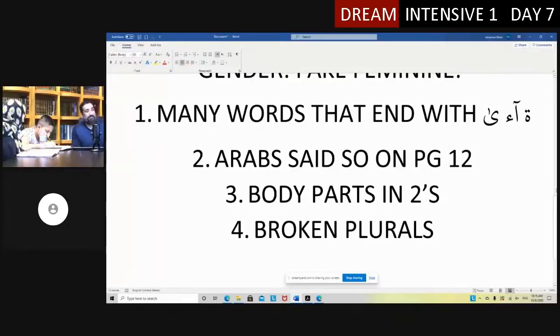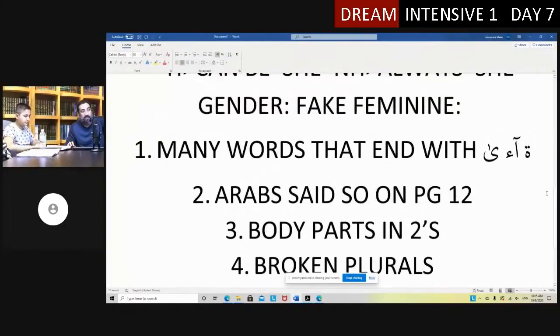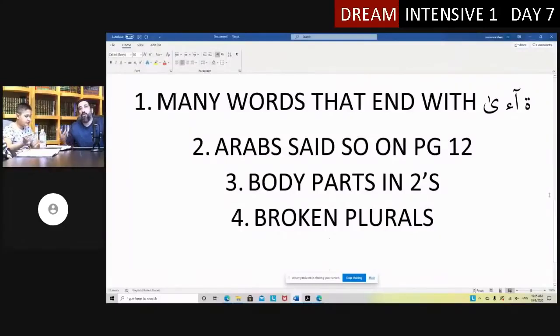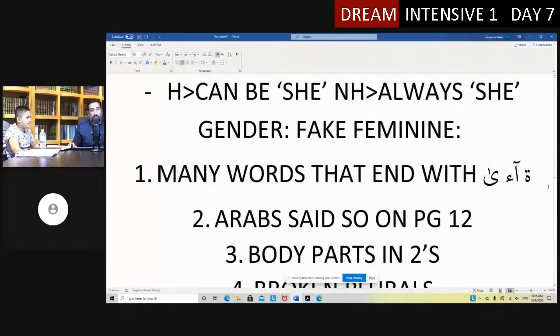Broken plurals. We already took notes on that, so we don't have to repeat it here. But broken plurals are part of this because the title is fake feminine. Why are they fake feminine? Because we're pretending they're a she. They're not really a woman. They're not one, they're many. But we're pretending it's treated like a she. So that's why that's here. Okay, so that's all of gender.